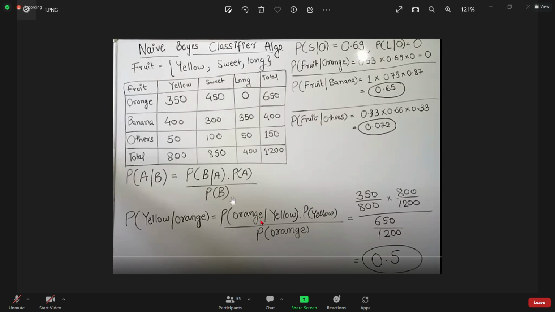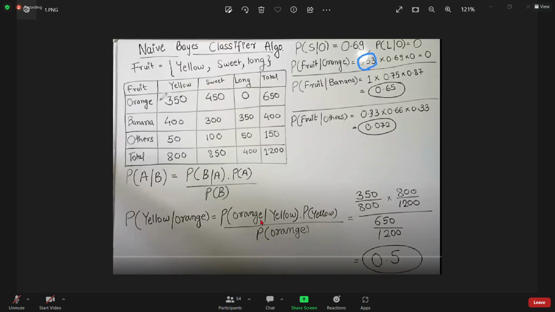So here, yellow with respect to orange equals the number of yellow oranges over the number of oranges. Find out how many oranges we have: 350 oranges. What are the yellow oranges? We have 800. So that's why 350 by 800. Clear? What is the probability of yellow? Total yellow is 800 divided by total fruit 1200, divided by probability of orange, 500 divided by 1200. When you compute this, you get output as 0.53. Yellow with respect to orange gives 0.53.